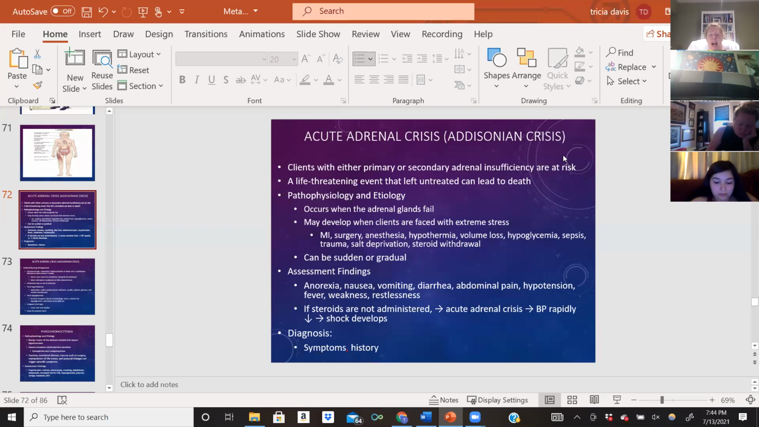If this is not recognized and they do not administer steroids to the patient, the condition is going to continue to get worse. The patient is then going to be in an acute adrenal crisis. Their blood pressure is going to rapidly drop, and then shock is going to develop. And then this is where the patient could die. It's fatal. So diagnosis, really, we just have to go off the symptoms that we see and what we know about their history.